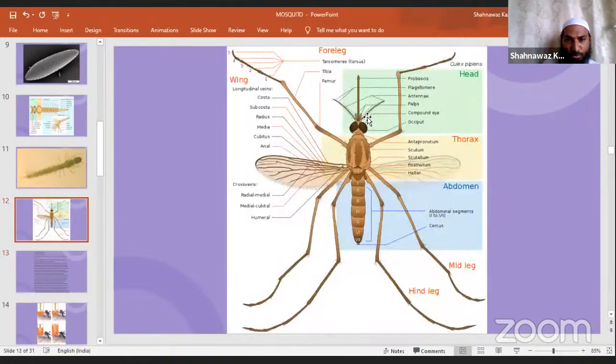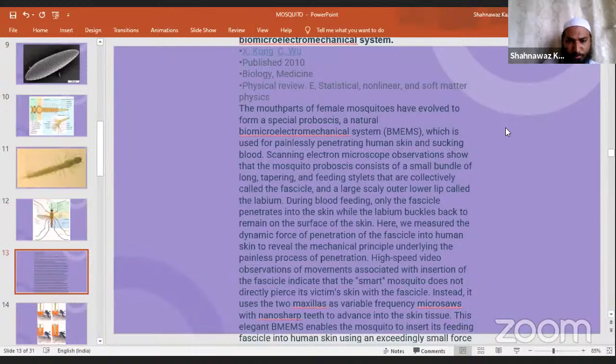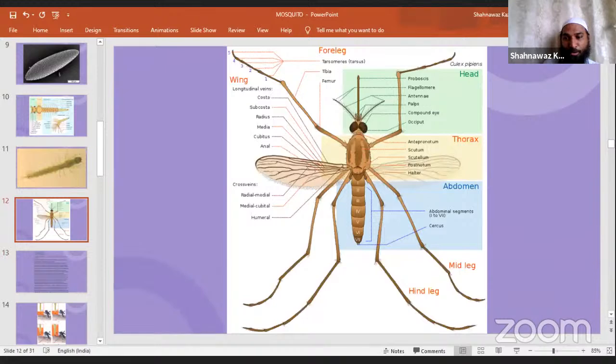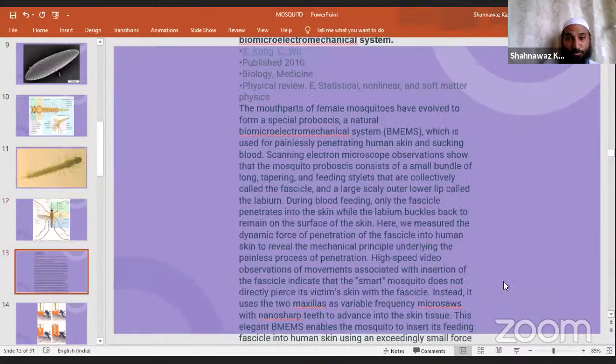So the mosquito has this biomechanical, electromechanical thermal system, which is used for painlessly penetrating human skin and sucking the blood. So it is penetrating the skin, and then it is removing the blood. And it is phenomenal how people have actually seen how the mosquito's proboscis cuts into the tissue with these 48 sharp teeth, and it goes in and it doesn't come out, it just fixes there. I'll show you some photographs of that.